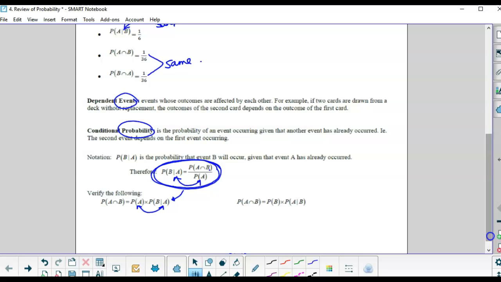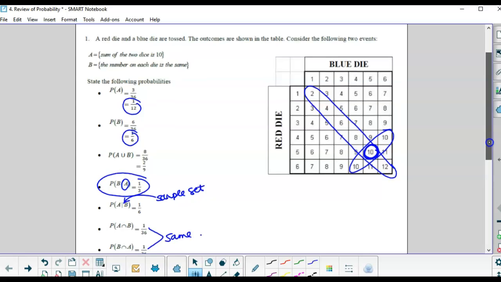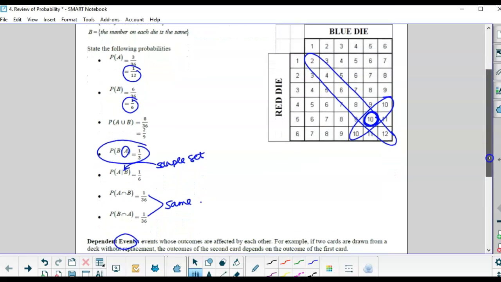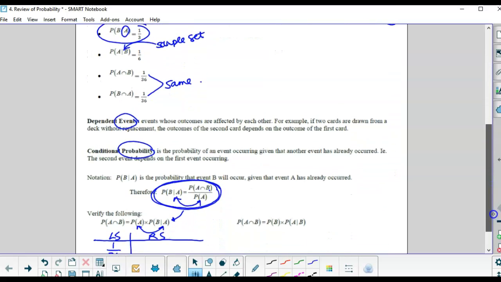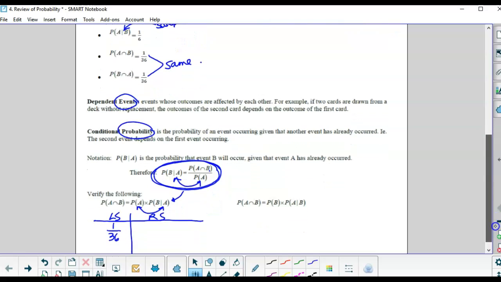So we're going to verify given our example above. I'm going to do it left side, right side. So intersection is 1 over 36. Probability of A was 1/12. And probability of B given A was 1/3.